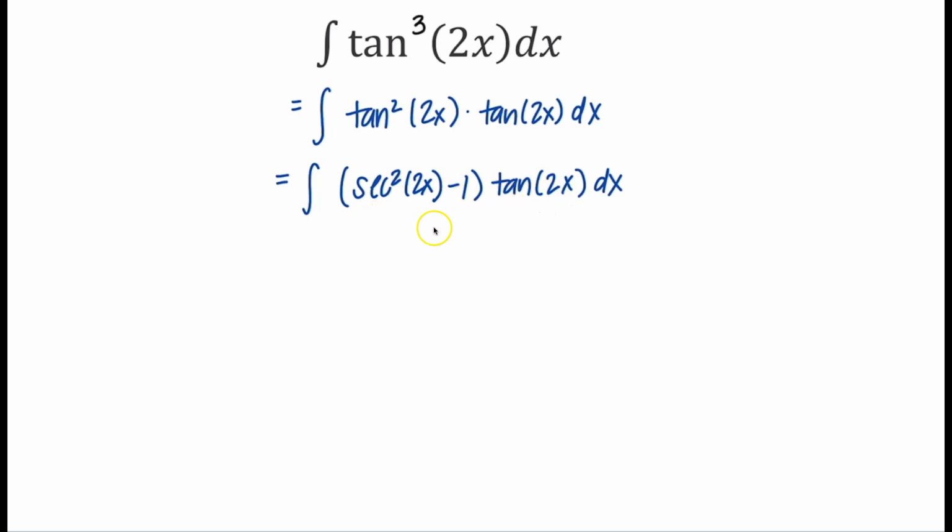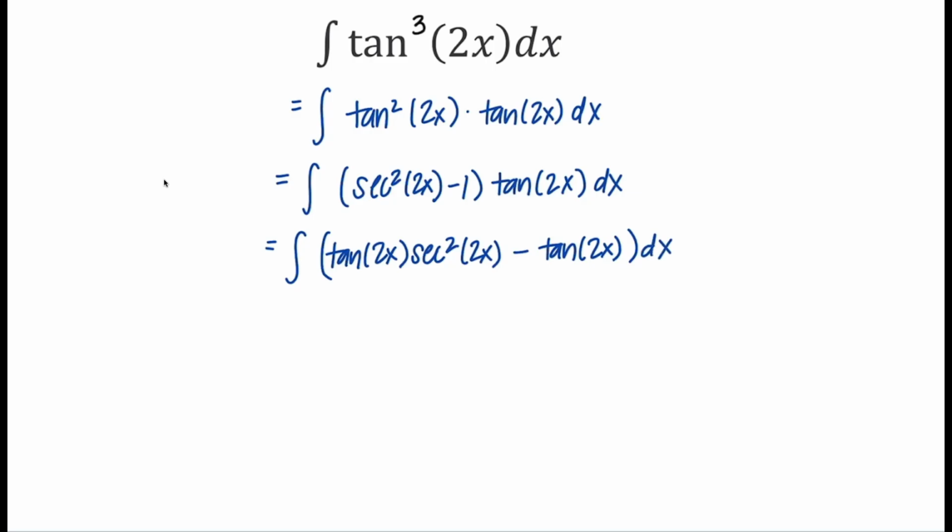So what we're going to do is actually distribute the tangent 2x in. So we're going to have tangent 2x times secant squared of 2x minus tangent of 2x. So we can deal with each one separately. And this first one is going to work out nicely to be a u substitution, and I mentioned it a bit earlier. If I let u be tangent 2x, the derivative, secant squared 2x, almost times 2 because of the chain rule, we had, right?